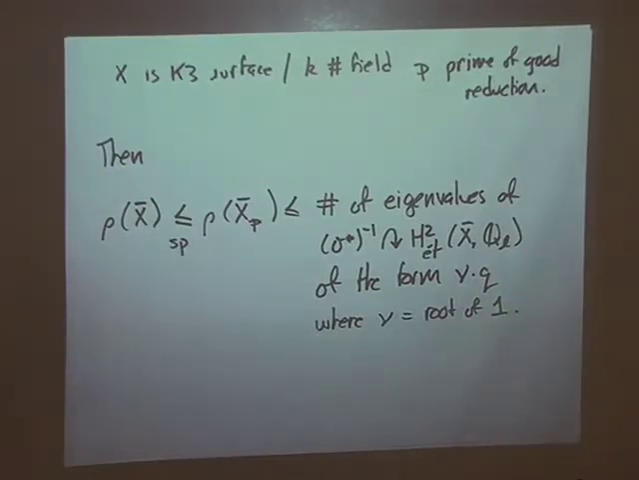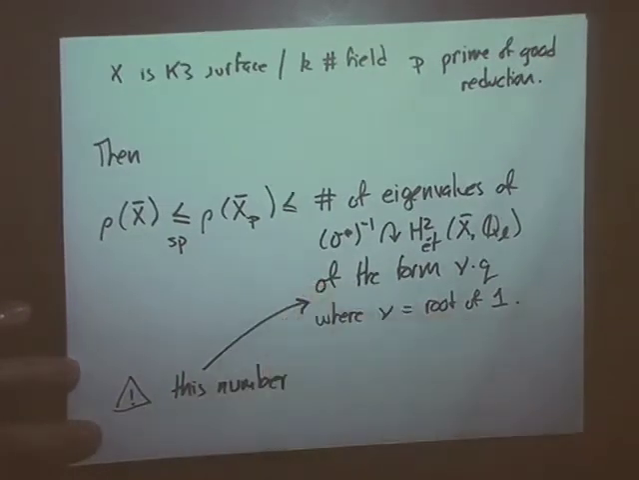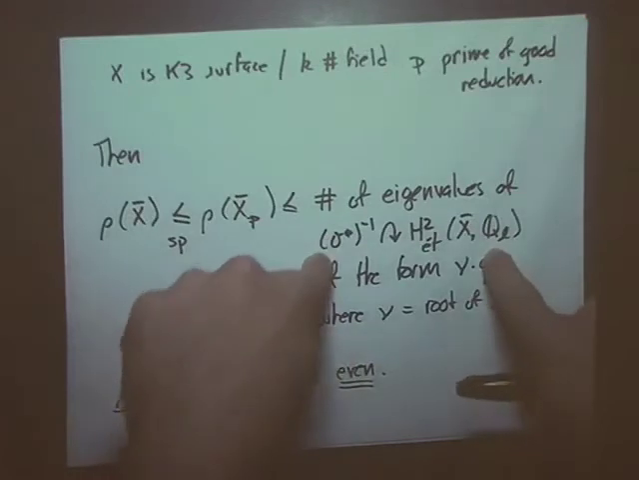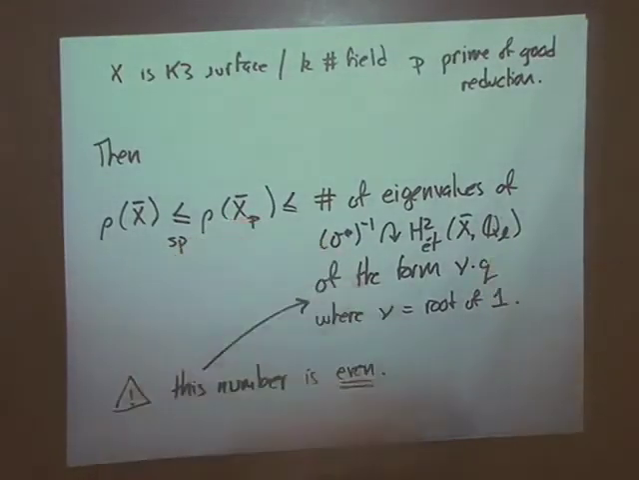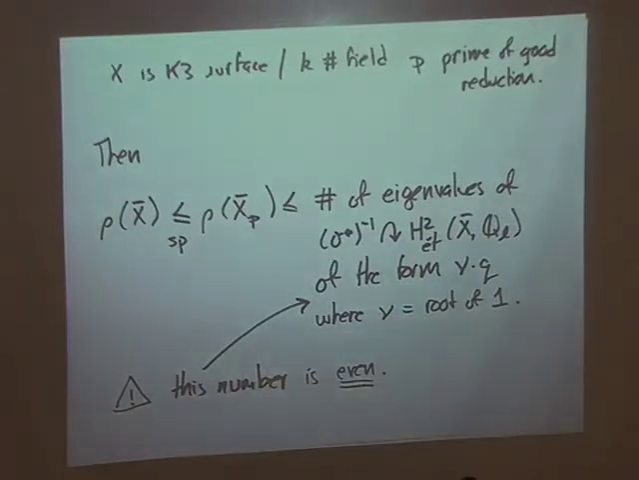Okay, so a little warning. This number, and when I say this, I mean that number, is even. Why is that? The real reason is that the eigenvalues that are not of this form, what are those going to look like? Well, the Weil conjectures tell us that the absolute value of these eigenvalues is going to be q. And they're not going to be q or minus q because I took care of the real ones in here. So they're going to come in complex conjugate pairs.